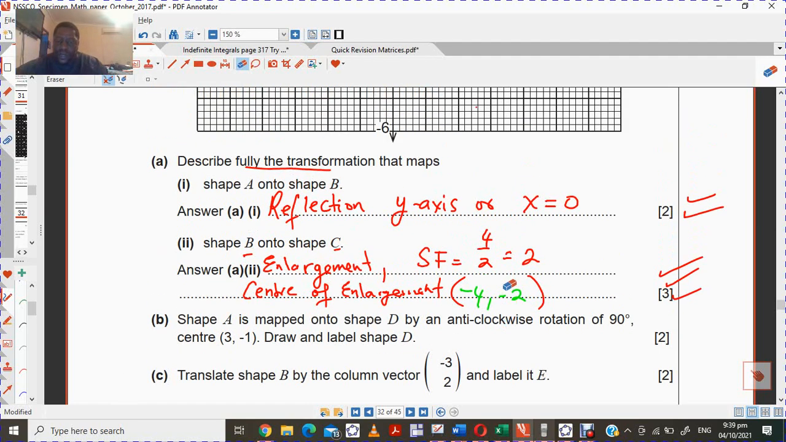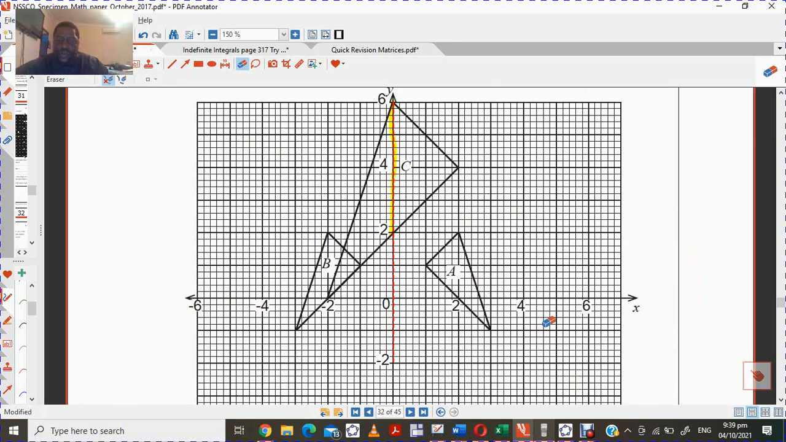Anti-clockwise, 3, -1, 90 degrees. So where is my center? My center is here, 3, -1. So it goes this direction there. Okay, that is anti-clockwise. Good.